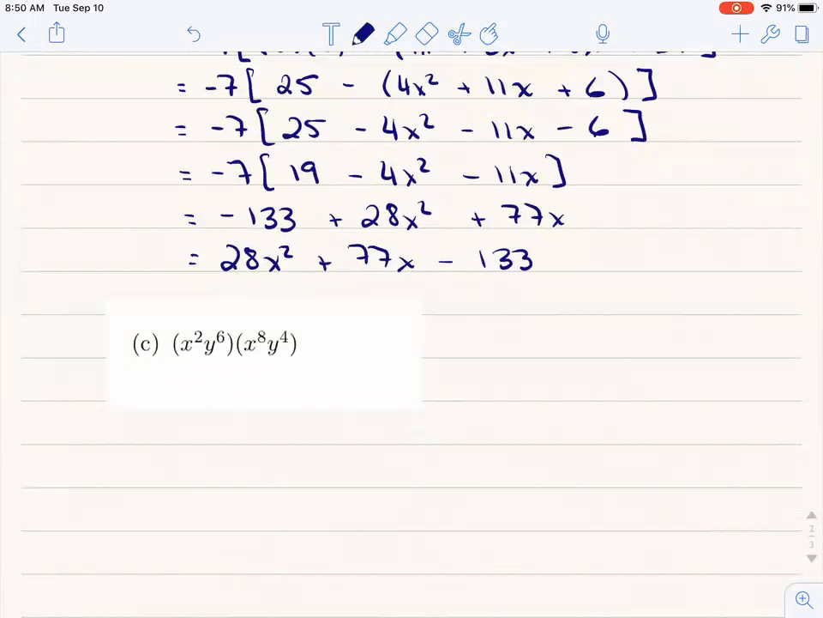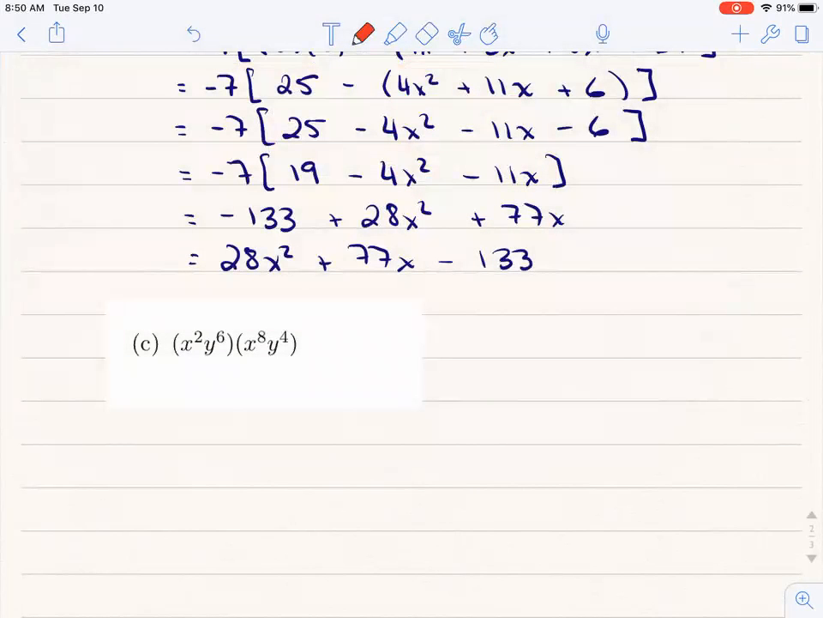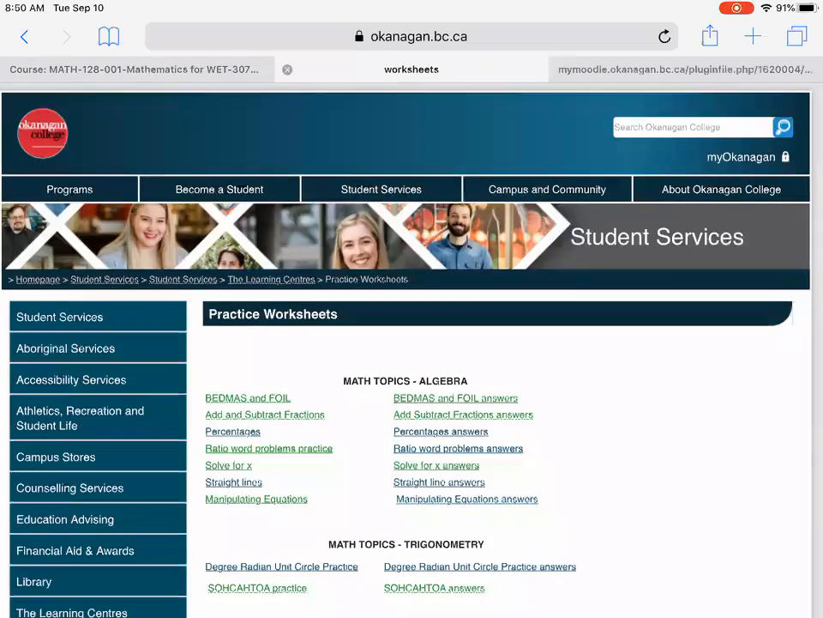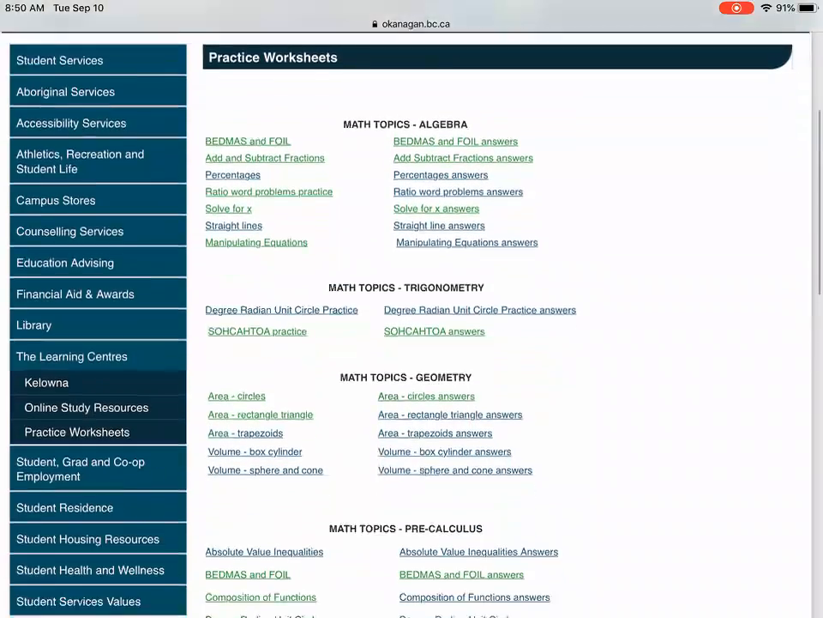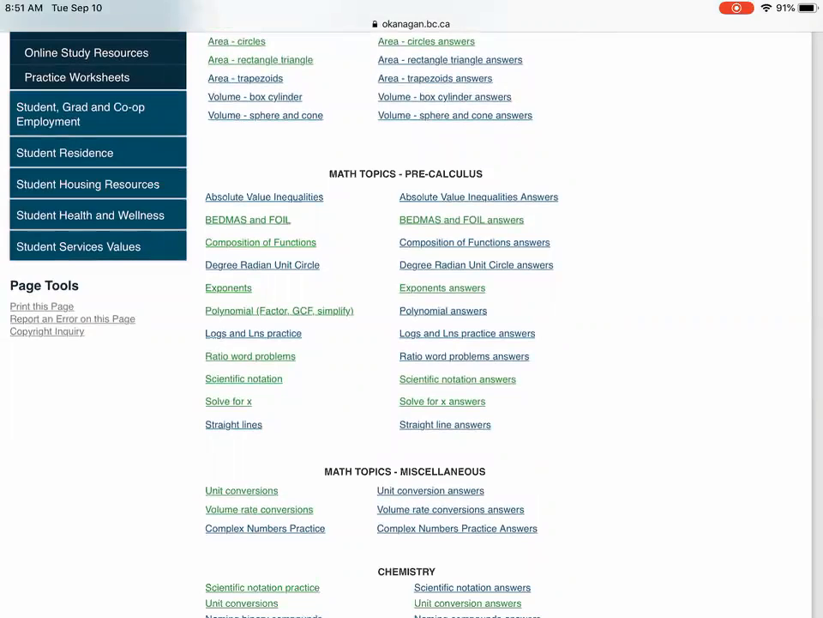So part C of question 2 is from exponents. There's actually 2 versions of it on there. One has the rules of exponents. So if we're on the worksheets here, I think there's exponents in the pre-calculus section. This is the one I was using, but then there's also exponents, and it just looks like this.